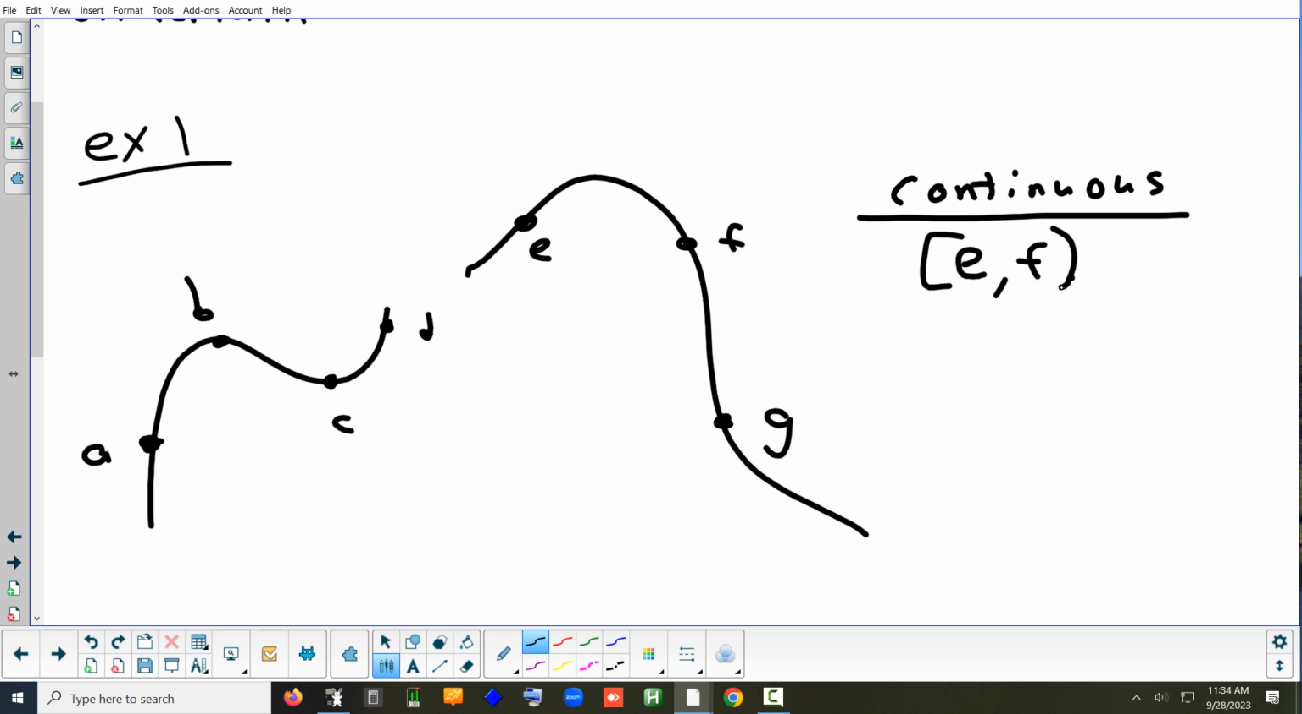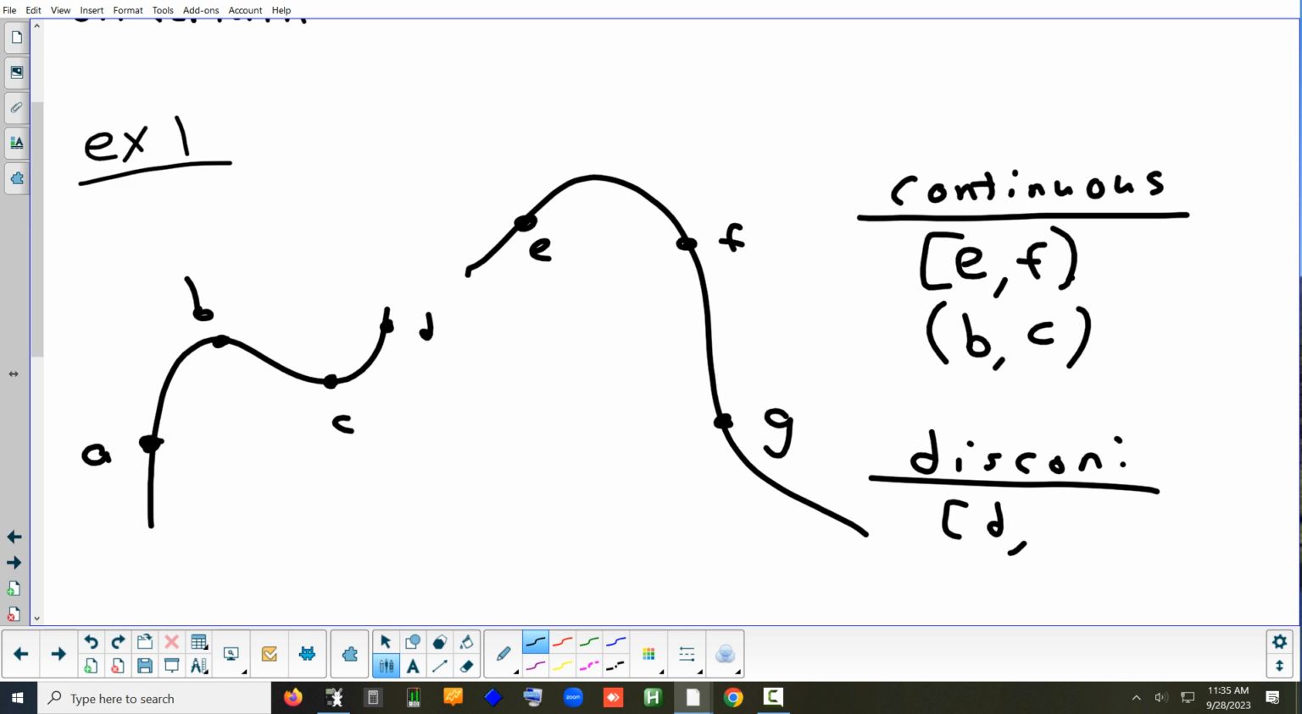How about another interval that is continuous? Yep, B to C. And what kind of interval do you want to use there? Two open brackets? Sure. So now he's saying you can trace between B and C, not including B and C, and never lift your pencil. Yeah, I agree with that. That's fine. How about discontinuous? What would be an interval that is discontinuous here? Yeah, anything that goes from the left part to the right part. So D to E. Include the D and the E, don't include them, doesn't really matter.